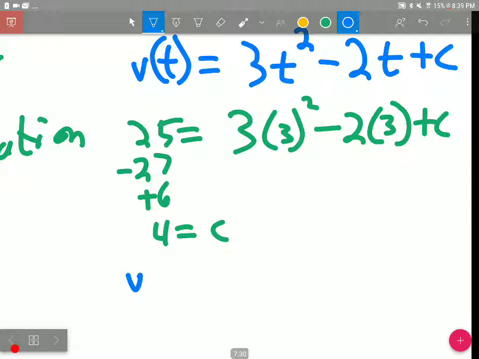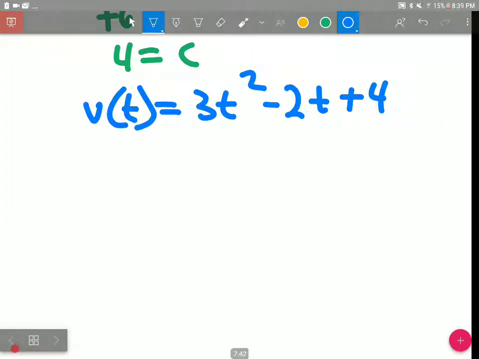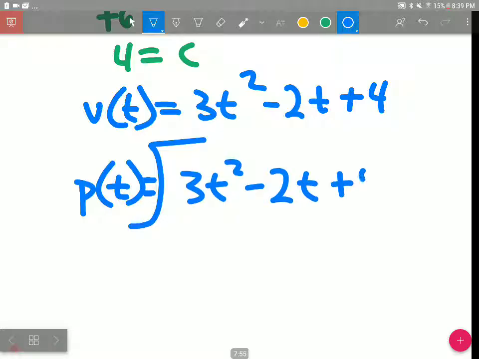So velocity at time t would equal 3t squared minus 2t plus 4. So that's the velocity. All right, but we want the position. So the position at any given time would be the integration of 3t squared minus 2t plus 4 dt. Forgot my equal sign. I pulled one of my own students' playing. Dropped my equal sign. Okay?